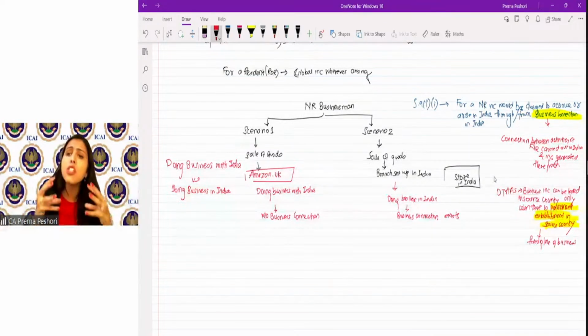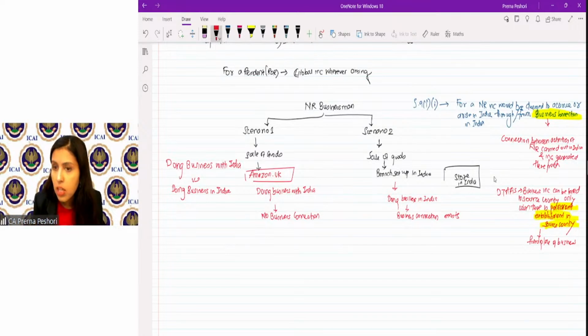Now, PE is a much narrower and much more defined term than a business connection. Business connection is not defined under the Income Tax Act, but PE is defined under the tax treaty. It's a very, very narrow and very well-defined term. So it is possible that there may be a business connection, but no PE.